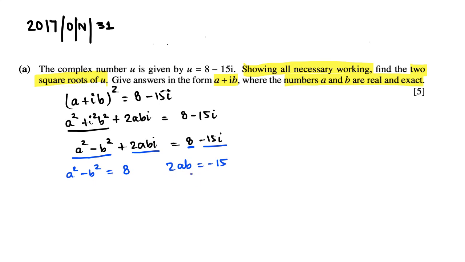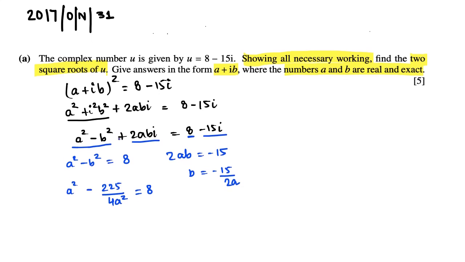What we can do is, I will calculate the value of b from the second equation and substitute it in the first. So I can write b equals negative 15 divided by 2a. Let's substitute this value over here. So we'll get a square minus 225 divided by 4a square equals 8.